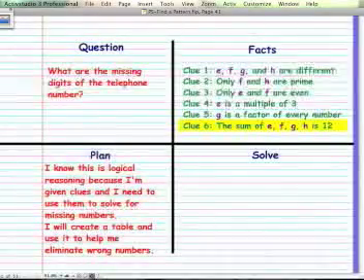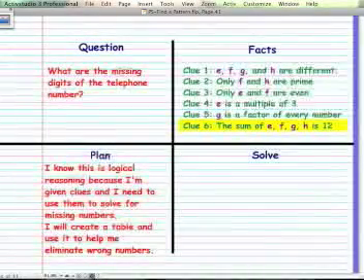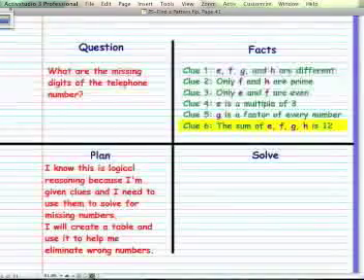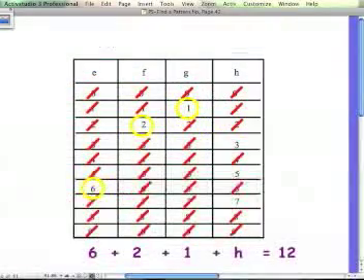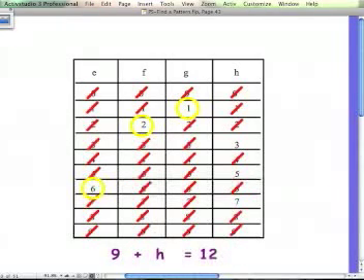Let's take a look at the last clue. Clue 6, the sum of E, F, G, and H is 12. And I know the sum is just when you add everything up. So if I add up all the columns, E, F, G, and H, it has to equal 12. So 6 plus 2 plus 1 plus H is 12. Let's simplify that and write it as 9 plus H equals 12. So let's think. That means 9 plus something equals 12. If I add 3 to 9, I'm going to get 12, which means that the digit under H is going to be 3.